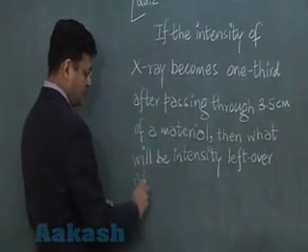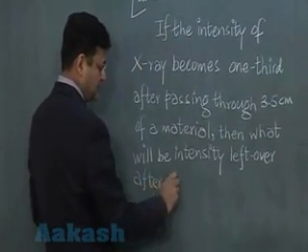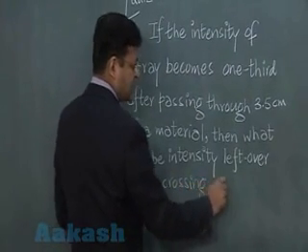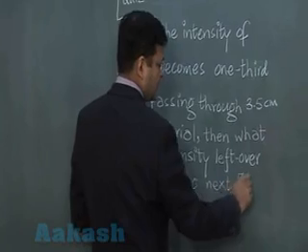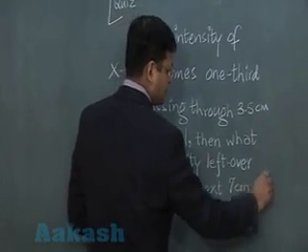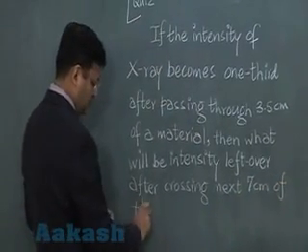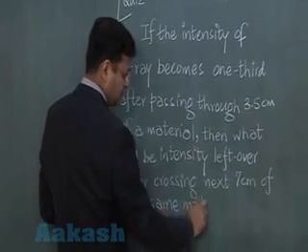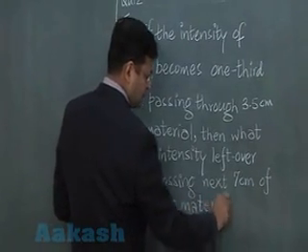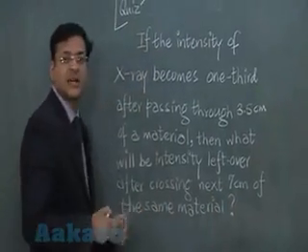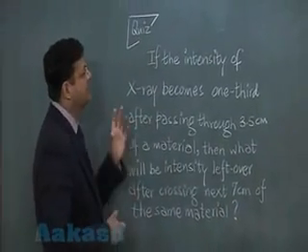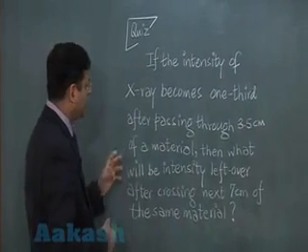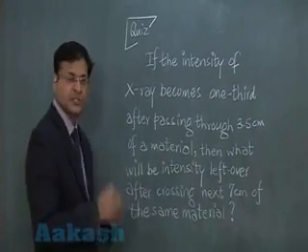After crossing next 7 centimeter of the same material? You understand? This is the kind of question we have posed on you. If the intensity of X-ray becomes 1/3 after passing through 3.5 centimeter of a material, you understand?